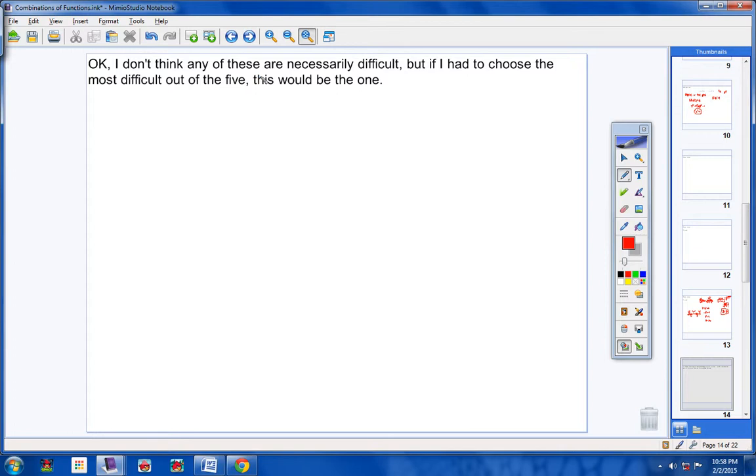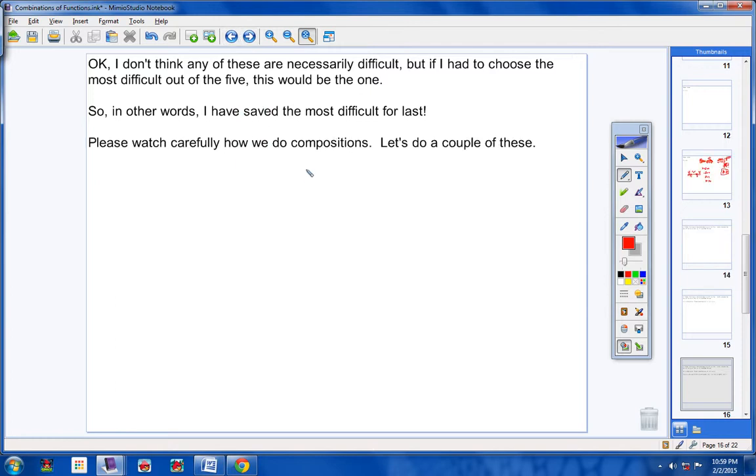Okay, I don't think any of these are necessarily difficult. However, if I had to choose the most difficult out of the 5, this would be the one. So in other words, I have saved the most difficult one for last, okay? We're going to look at something now called compositions, okay? So please watch carefully how we do composition of functions. Let's do a couple of these, okay? Write down these two functions if you would, please. Copy these down.